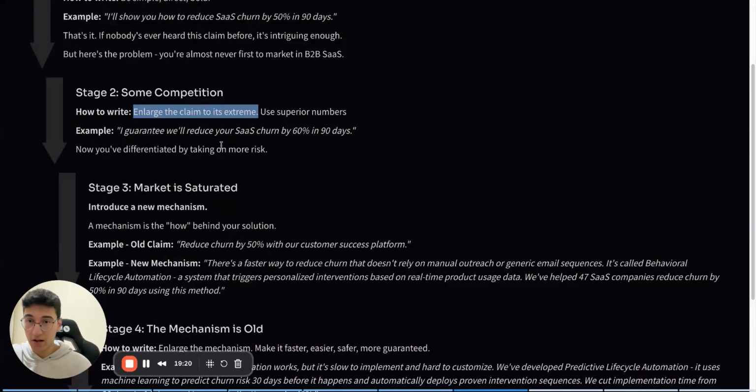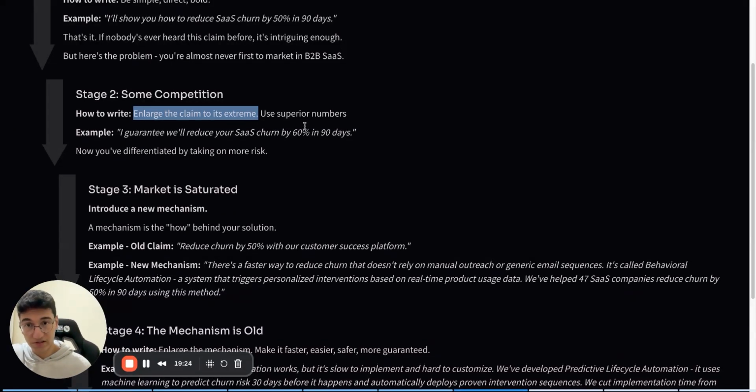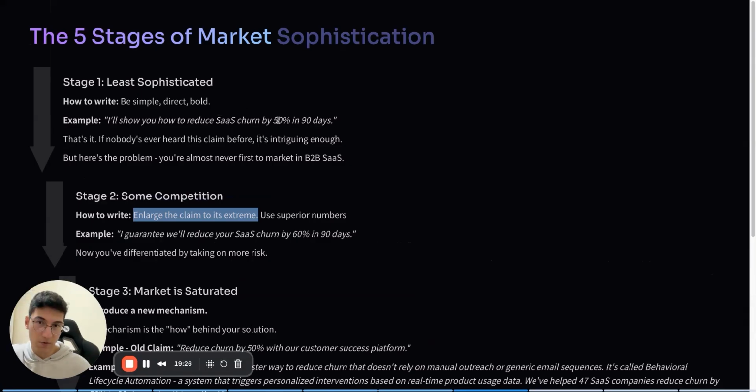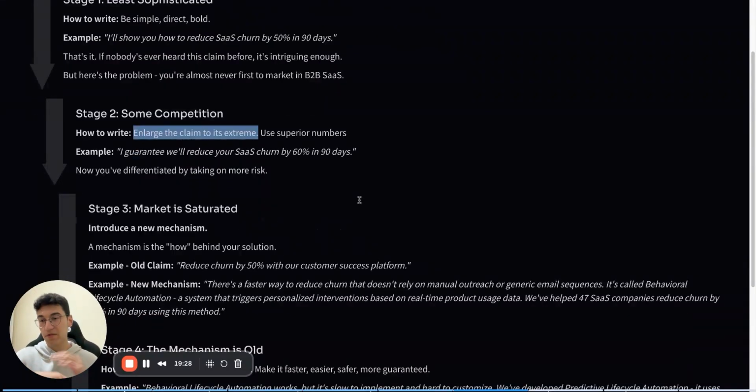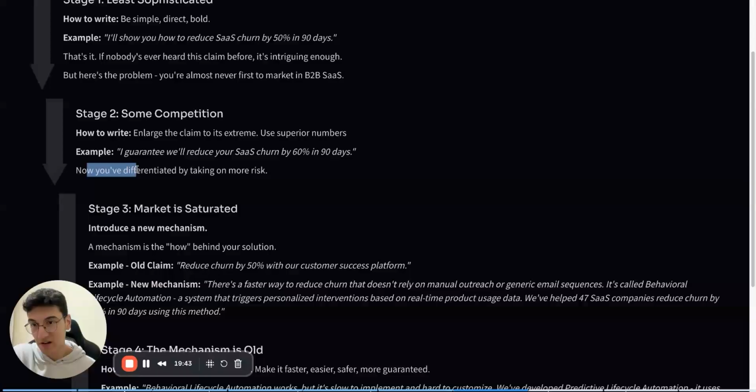For example, I guarantee we will reduce your SaaS churn by 60% in 9 days instead of 50%. You need to use numbers to create a superior offer, or introduce your features' benefits as superior. Now you have differentiated by taking on more risk.